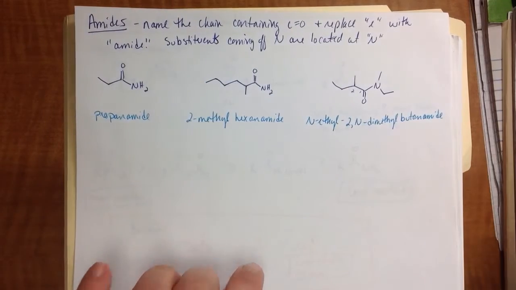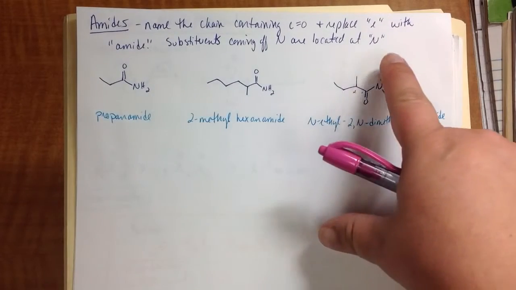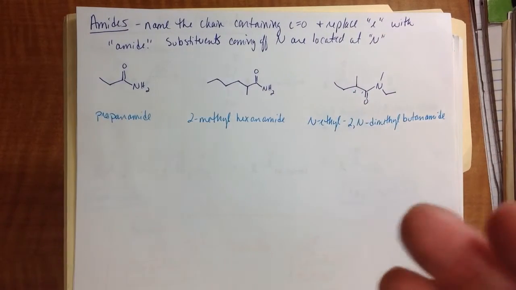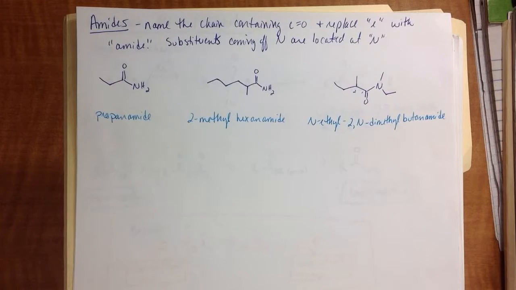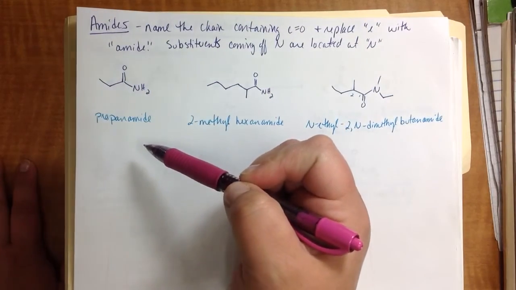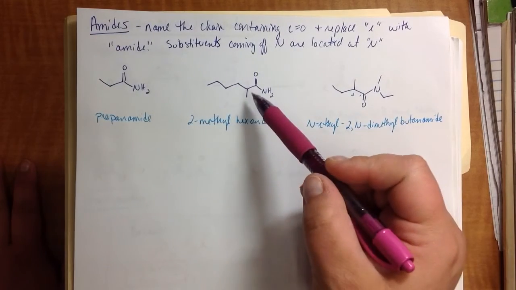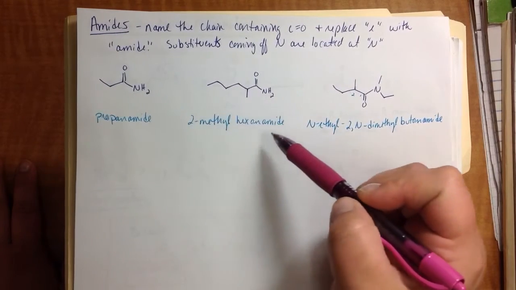Okay. And finally, amides. Amides are very important for biochemistry. So definitely need to know how to look at amides, and we'll talk about that as the semester goes on too. But basically what we do is we replace the E of the parent chain with the term amide. Here, let me do this first. This would be 1, 2, 3, so that's propanamide. We've got 1, 2, 3, 4, 5, 6. That's hexanamide, but we have a methyl group right here, so that becomes 2-methyl hexanamide.